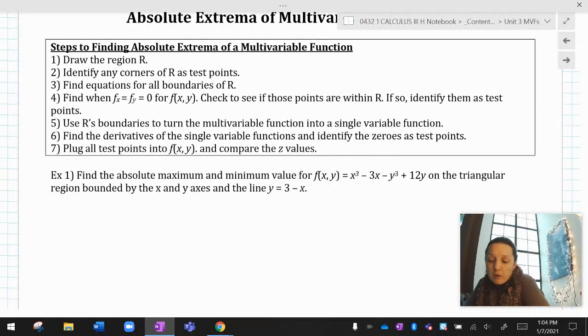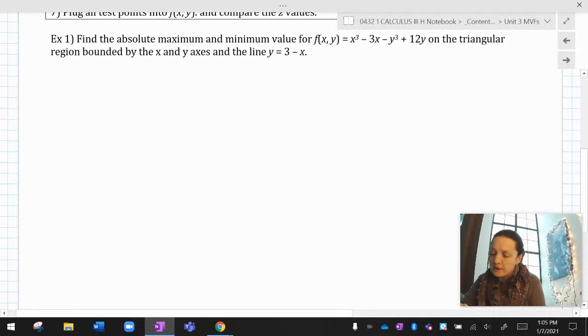Find equations for the boundaries of R. Find when the first partials, f sub x and f sub y, for the original multivariable function equal 0. Throw those in as test points. Use the boundaries to get single variable functions, take those derivatives, set them equal to 0, get more test points, and then go from there. There's a lot going on here. All right, so let me show you what that ends up looking like.